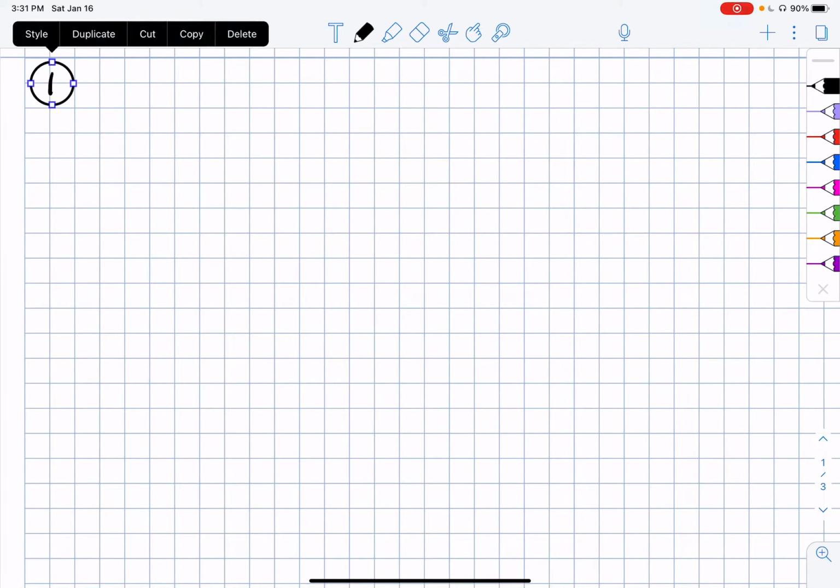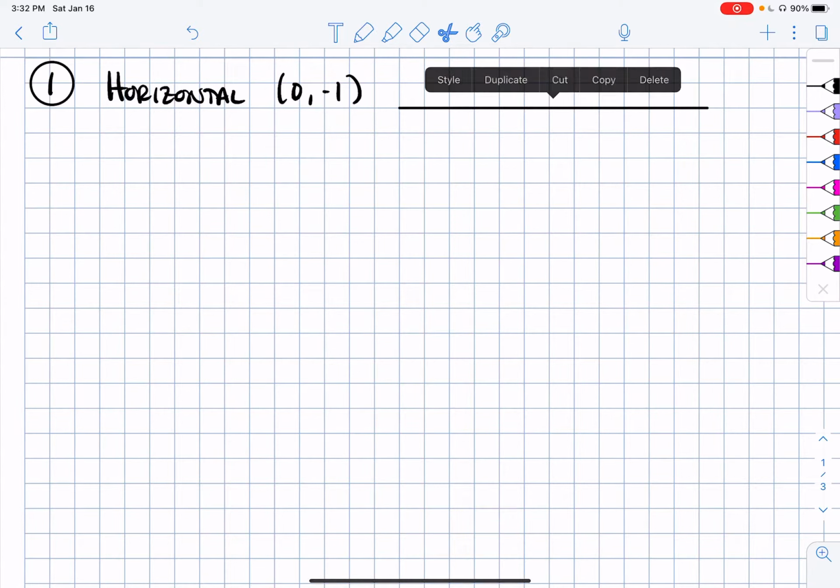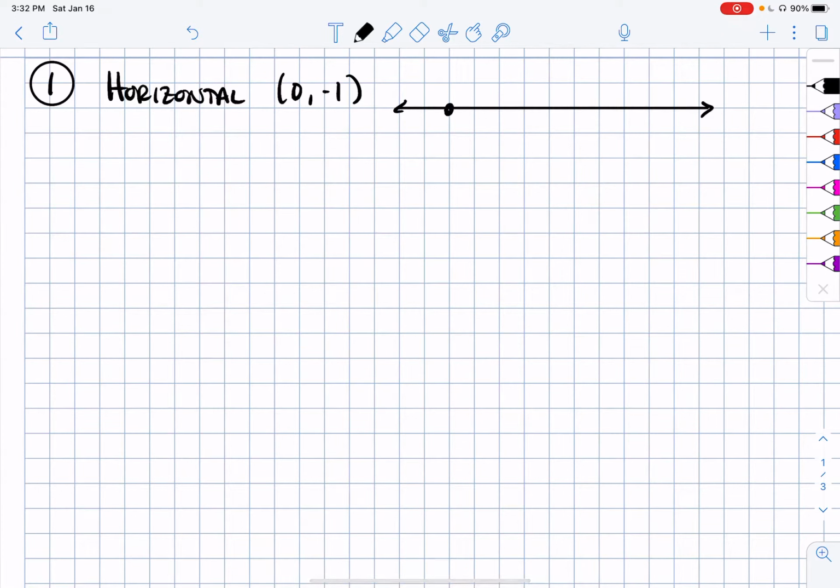All right, number one was talking about how to write the equation of a line when it's a horizontal line and it goes through the point (0, -1). One of the things I said to you guys in class was, if I had a horizontal line and I had a point, 0, -1, and I moved over to here, let's see, 2, 4, 6, 7. This would be like (7, -1).